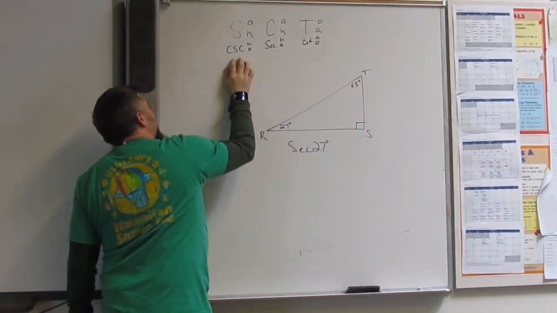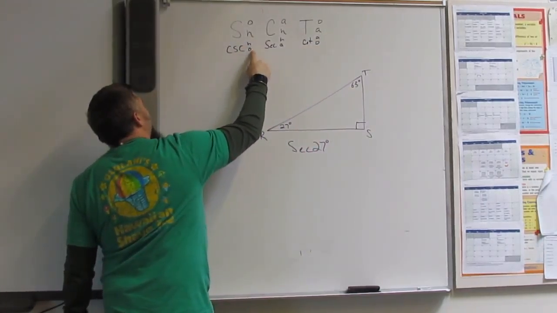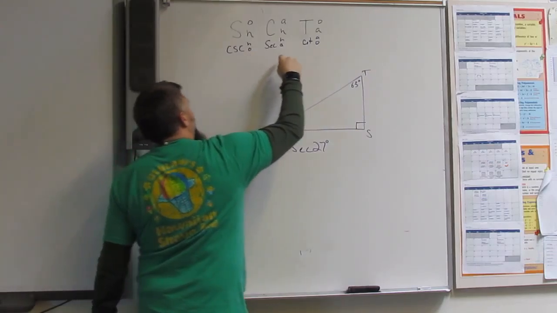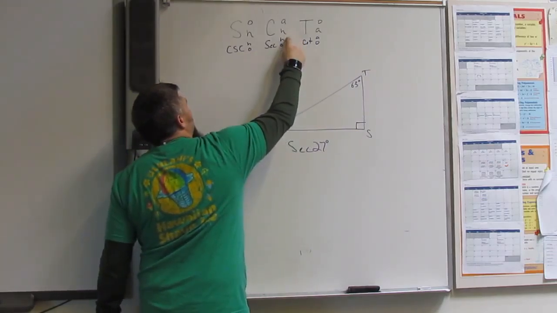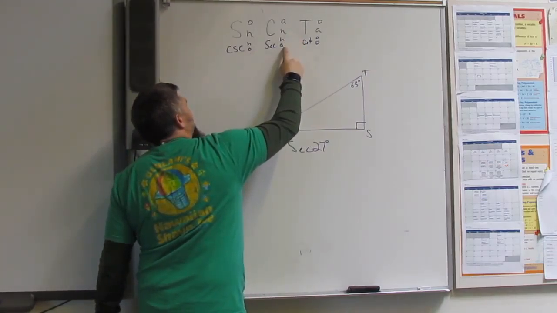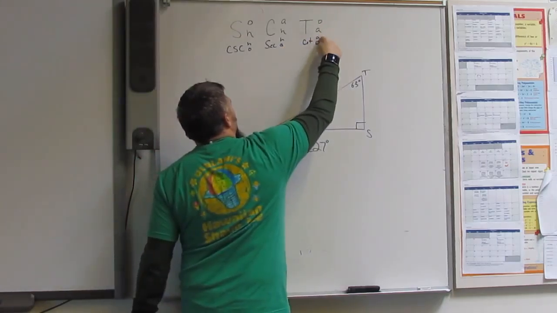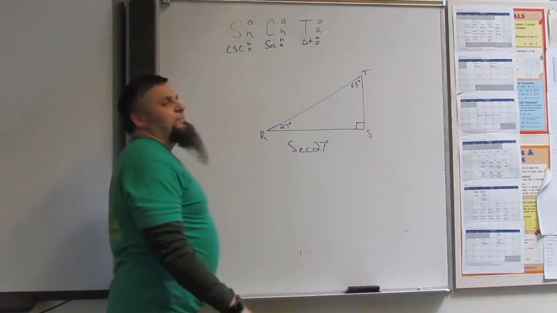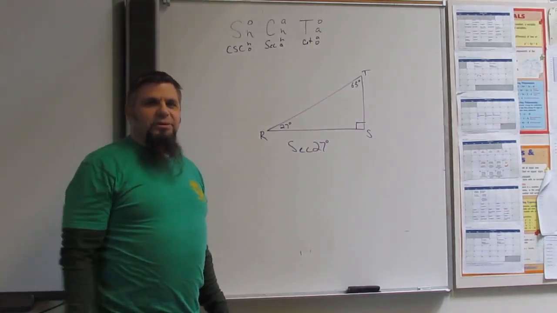We also have cosecant, which is hypotenuse over opposite. Secant, which is hypotenuse over adjacent. And cotangent, which is adjacent over opposite. So they're just flipped versions of each other.